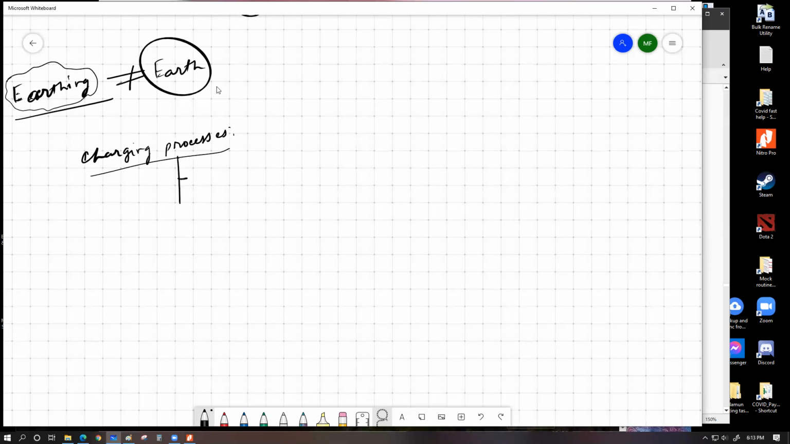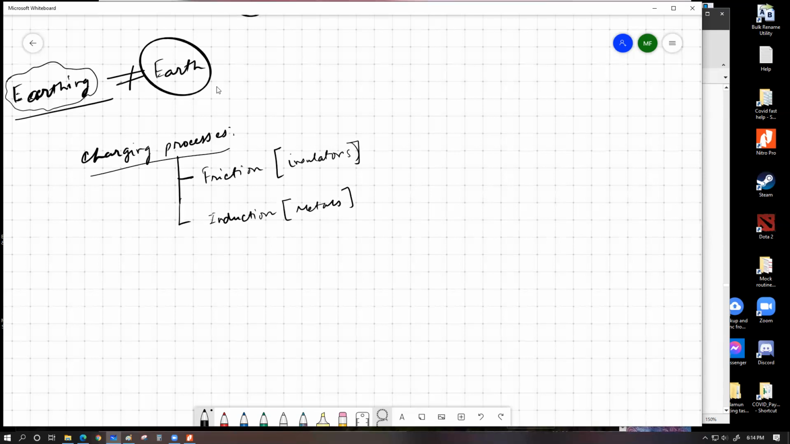In charging process, we basically have two charging processes. We have charging by friction and we have charging by induction. Friction is mostly for insulator materials. Mostly. I'm using the word mostly because I'm going to explain to you why friction wouldn't be a good idea for metals. And induction is mostly for metals.